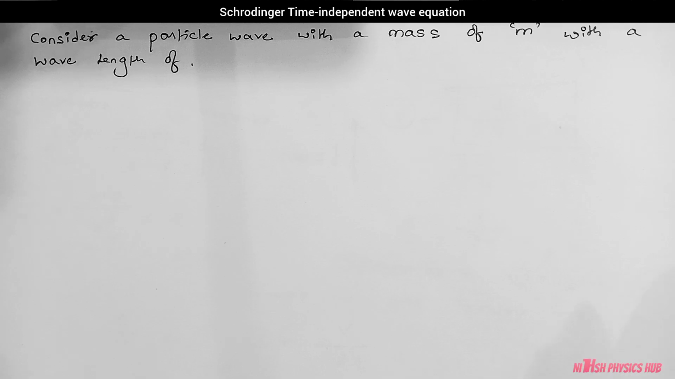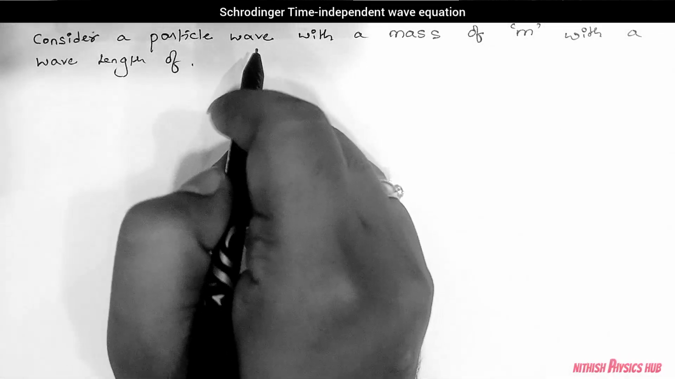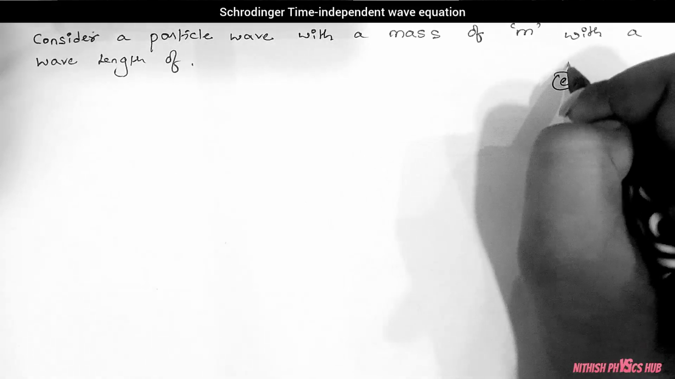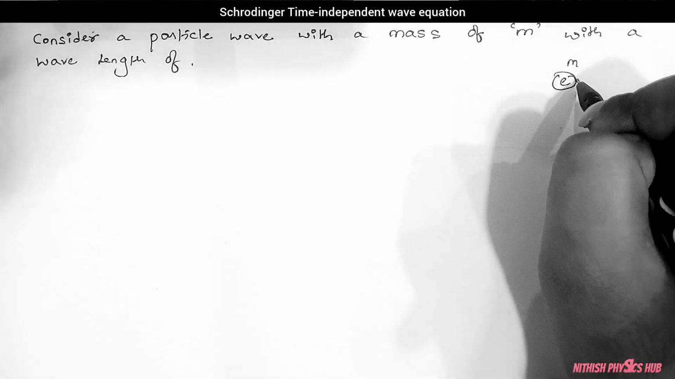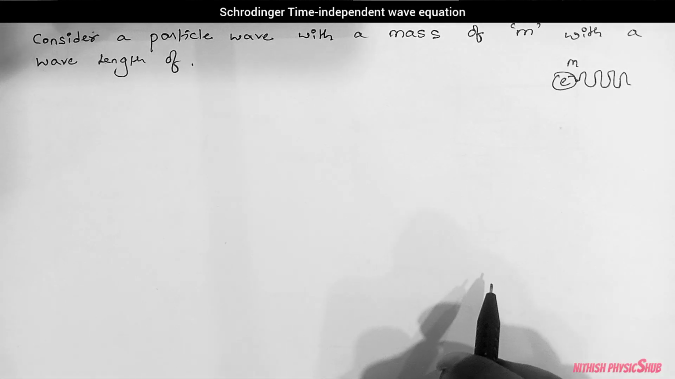In this session, we are going to be deriving an expression for the Schrodinger time-independent wave equation. So first, we will be considering a particle wave. We will be considering an electron as a particle wave, where the electron will be having a mass m, and along with that it will be having particle nature as well as a wave nature.